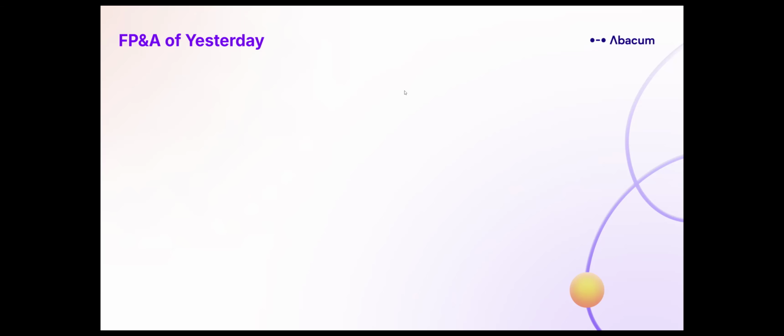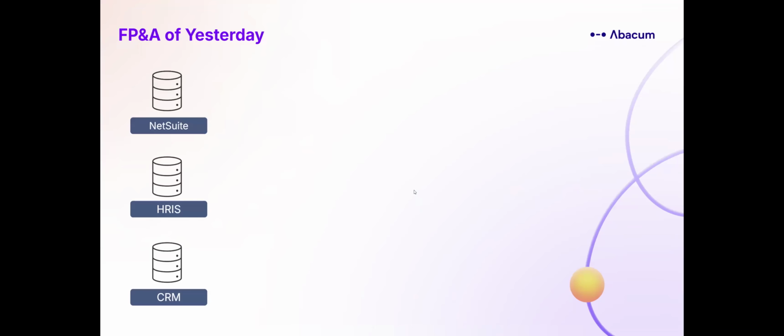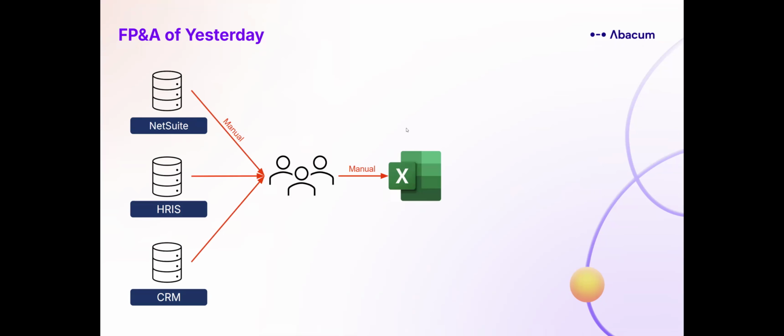So what does the FP&A of what I like to call yesterday, the world that probably a lot of you are familiar with, the world that I'm familiar with, look like, right? We have our source systems. These could be things like NetSuite, of course. Maybe an HRIS like ADP, maybe a CRM like Salesforce, maybe a data warehouse, maybe an EMR, excuse me. Any kind of a system that houses key data that you may use for any sort of financial or operational reporting and forecasting.